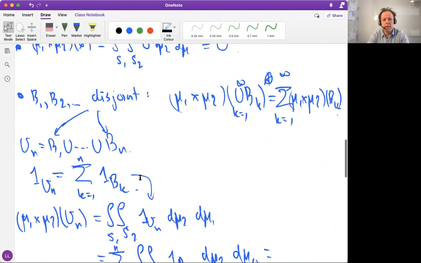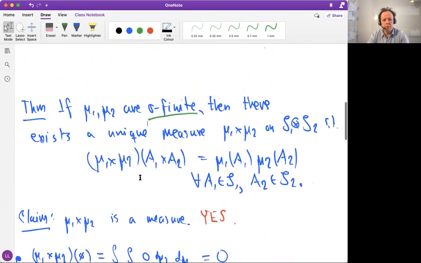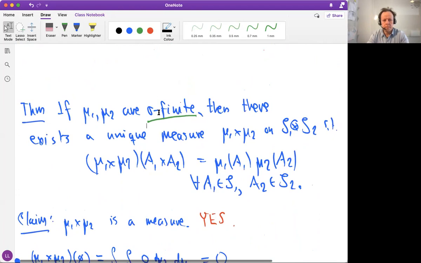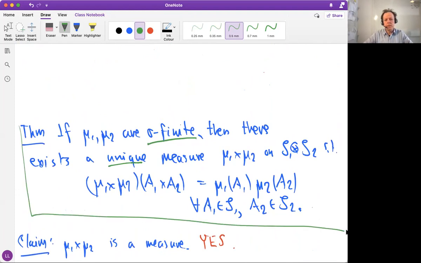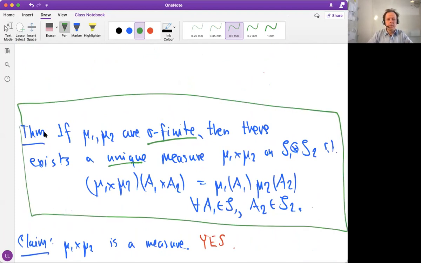So actually, I think that part of the proof should work without the sigma finiteness. We didn't prove that this is the unique measure with this property. So for the uniqueness, that's where the monotone class argument comes in, and where you can change these integrals. So that's where you need the sigma finiteness.